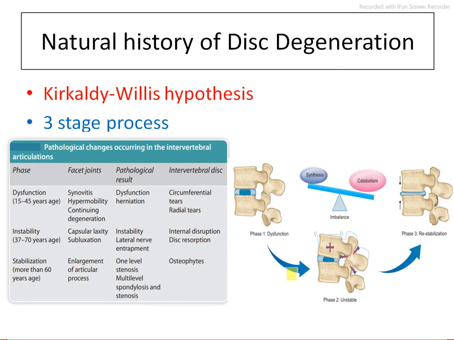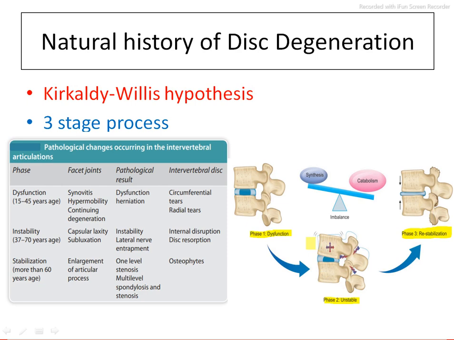Now let's move towards the natural history of disc degeneration. The Kirkaldy-Willis hypothesis is the best way to understand the natural history. It indicates that three phases take place during disc degeneration. The first is dysfunction, then instability, and then re-stabilization.